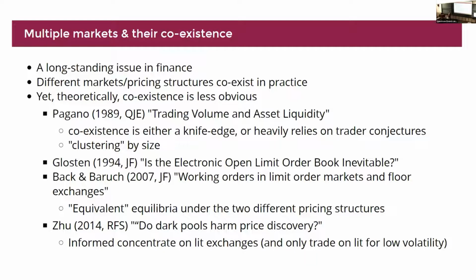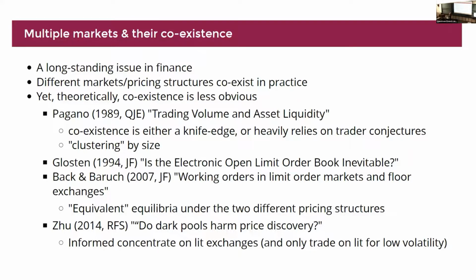There are several papers, and several are listed here. I glossed them. Is the electronic limit order book inevitable? The answer is yes in the paper, and yet we have so many different market structures. Back and Baruch basically say that, well, it's not inevitable, but if there are different pricing structures, you're going to basically have equivalent equilibrium. So how do we get this coexistence theoretically? What's special? I think it's an interesting question to explore theoretically.